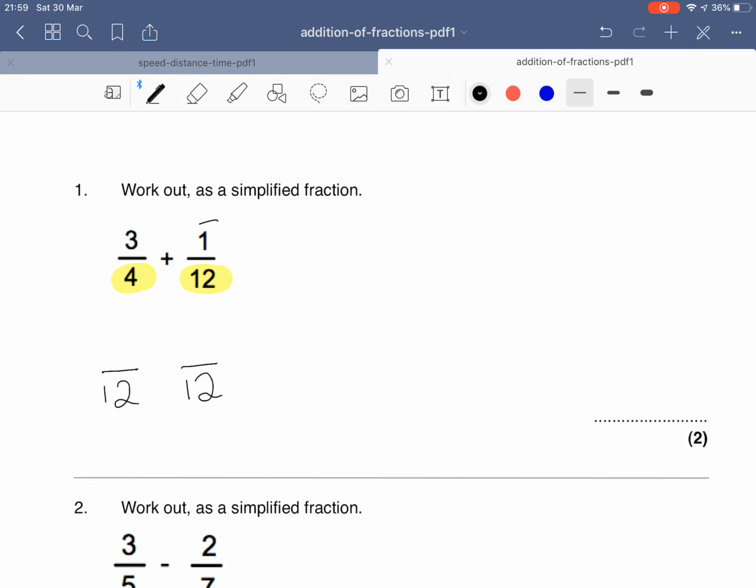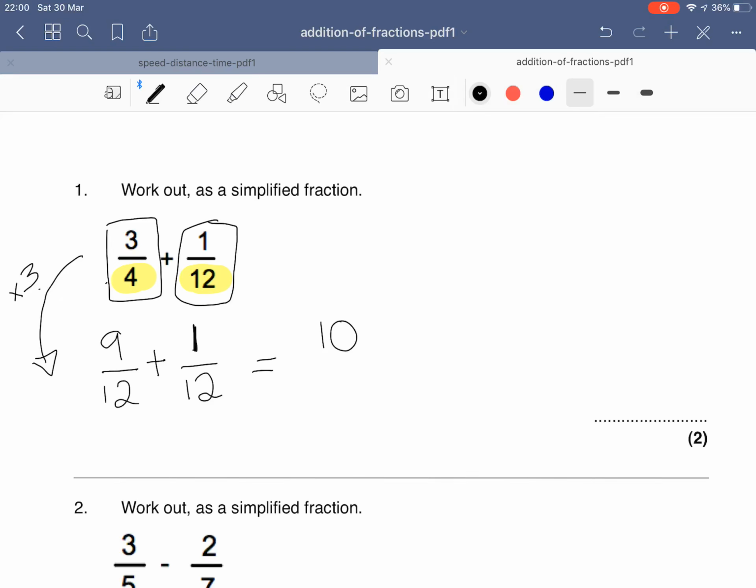Now for this fraction, the denominator is already 12, so that stays as 1 over 12. But for this fraction, the denominator is 4, but we want it to be 12. So we think, what do we times 4 by to get 12? We would times it by 3. So to get the top new number, we do 3 times our 3 to get 9. So now we can add our fractions. So 9 twelfths add 1 twelfth is 10 over 12.